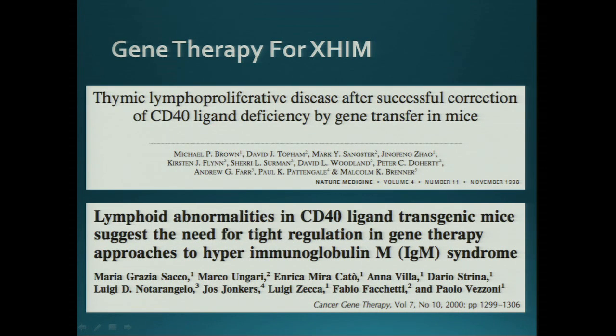There have been 2 previous studies looking at the role of gene therapy for XHIM using mouse models. In both studies, they were able to correct the immune defect. However, 2/3 of mice in the first study and 1/3 of mice in the second study developed abnormal lymphoproliferation, likely due to random integration of the cDNA gene using a retroviral vector. So these studies emphasize that gene transfer for genes that are tightly regulated can be dangerous and needs to be done in a more controlled fashion.